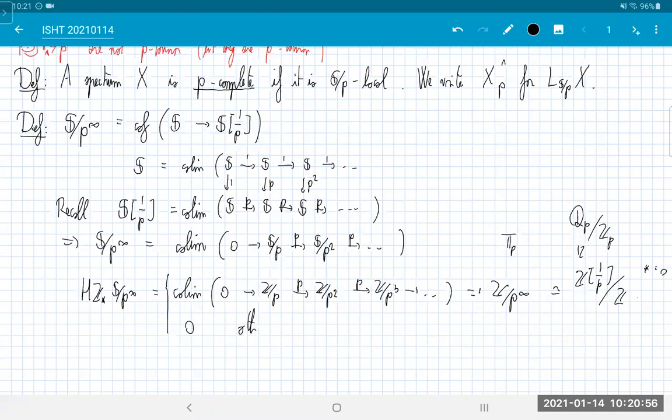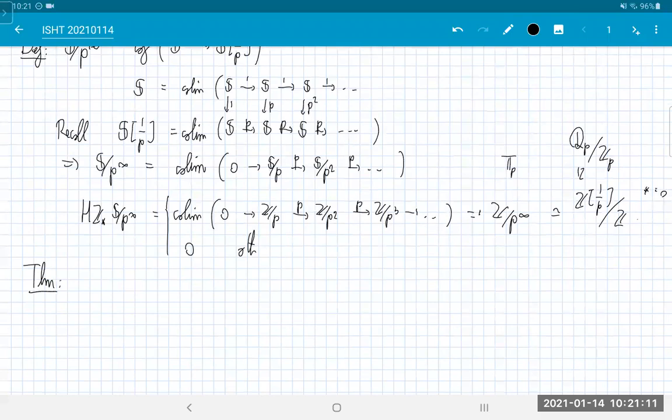Okay, is this definition clear? Because now I will show you a theorem that will give you an explicit formula for the p-completion. So for every spectrum X, there exists a natural equivalence of the p-completion of X with the mapping spectrum from the desuspension of S mod p infinity into X.